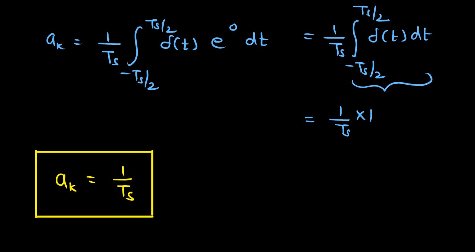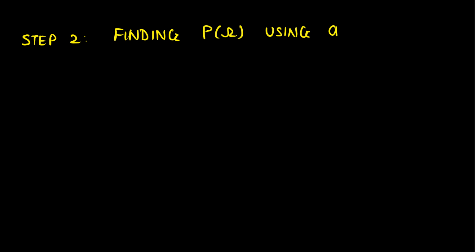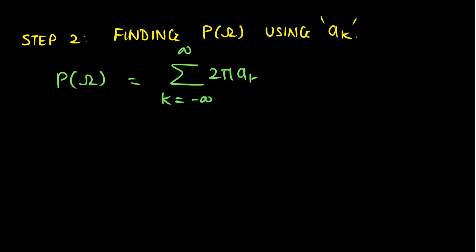Now once we have the Fourier series coefficients, the next step is to find the Fourier transform using them. So step 2 is finding P of omega using AK, that is the Fourier series coefficients, and this can be done using the formula P of omega is equal to summation k running from minus infinity to infinity 2 pi AK into the impulses located at every integer multiple of the fundamental frequency, or k times omega s.